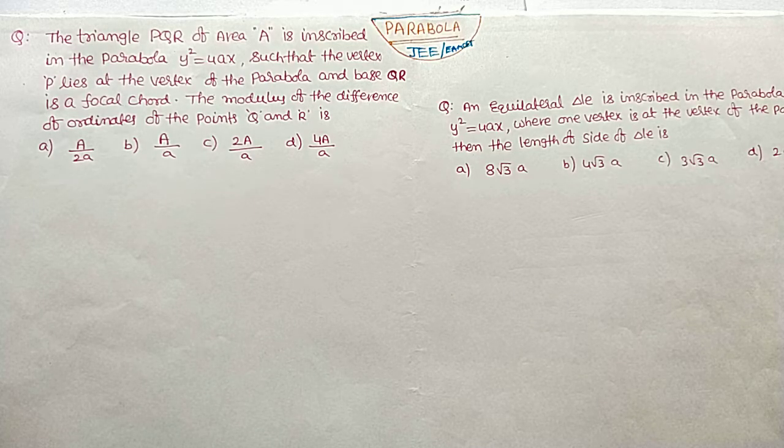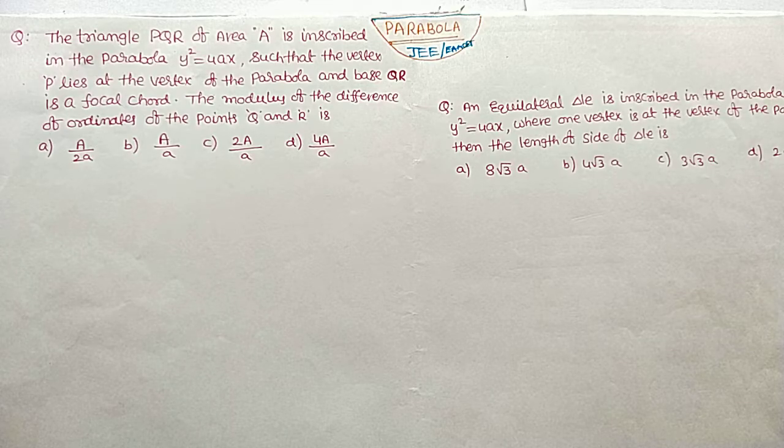The first question here. The triangle PQR of area capital A is inscribed in the parabola y square equal to 4x such that the vertex P lies at the vertex of the parabola and base QR is a focal chord. The modulus of the difference of ordinates of the points Q and R is.